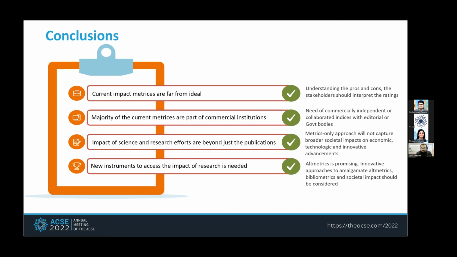Of course, altmetrics is promising, but an innovative approach, an amalgamation of altmetrics, bibliometrics, and social impact, should also be considered by the research fraternity to ensure a realistic measurement of research impact for the researchers and the journals.